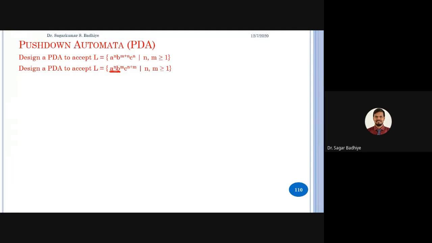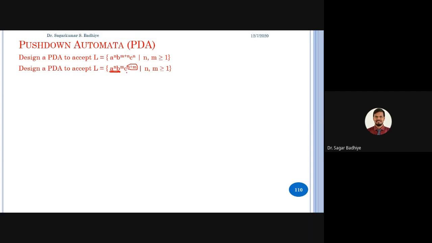But when you get the first B, change the state so that you won't be able to read A again, right? So once all the A's and B's are read, if there are n A's and m B's, you have pushed n plus m A's on the stack, right? So these n plus m A's are there on the stack, which are to be popped when you start reading C.